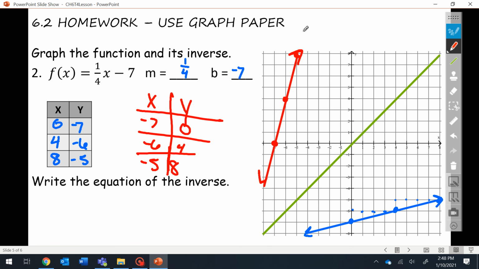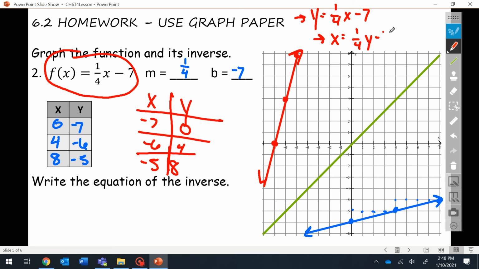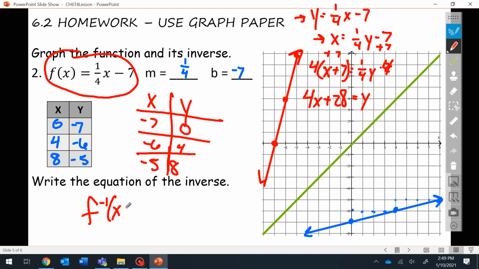Alright, and now all we have to do is make the inverse function. So we'll take the function and make the inverse. So we'll write it with y. Y equals 1/4 x minus 7. Then we'll switch them. X equals 1/4 y minus 7. And then we'll solve for y. Add 7. X plus 7 equals 1/4 y. And then multiply both sides by 4. 4x plus 28 equals y. So our inverse function, f inverse of x, equals 4x plus 28.